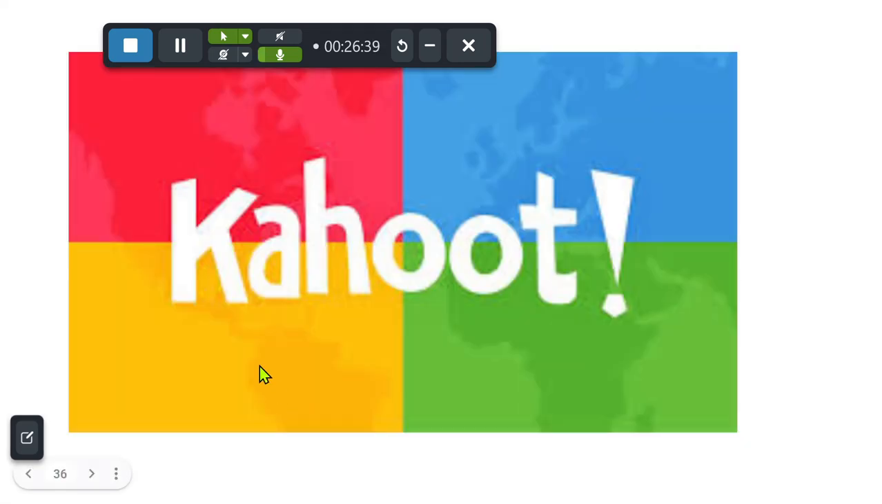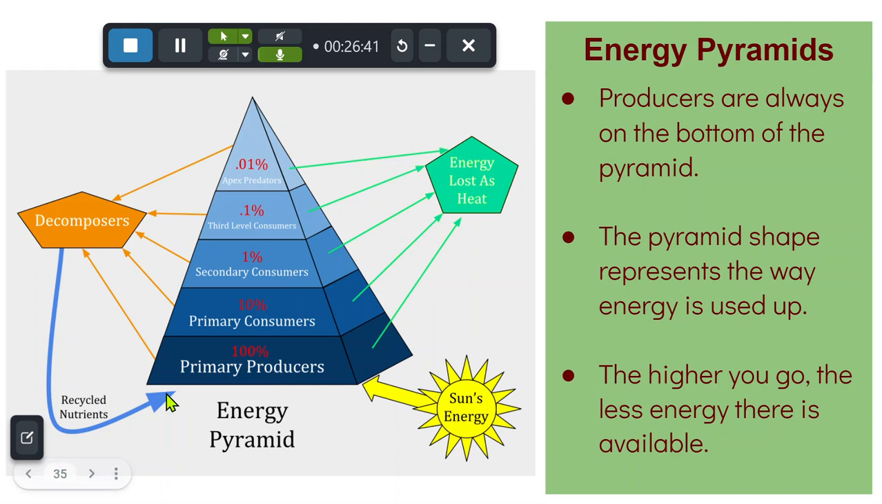Okay, so no Kahoot for you today. There will be a Kahoot right before your quiz next class. And I have some more things that you can be working on. So, let's take a look at Schoology, and you're following along and making sure you've done all the things in Schoology.